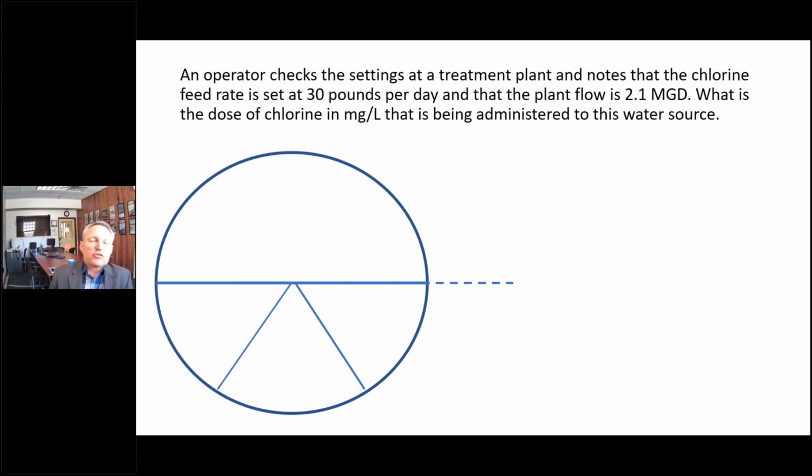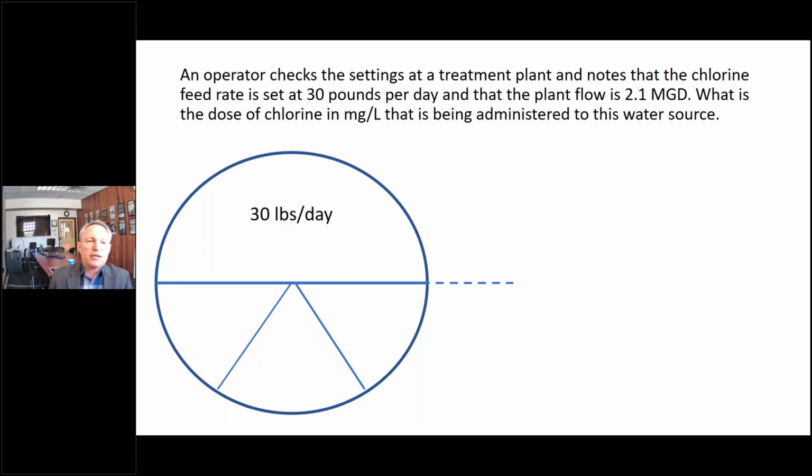You can also use this to solve for unknowns on the bottom of the pie chart. And that middle line going across horizontally across that pie chart that I've extended with a dotted line can become a dividing line. In this example here, we have our chlorinator, and our rotometer is set at 30 pounds per day. So we're feeding it at 30 pounds per day. And we know the plant flow is 2.1 million gallons per day, but we don't actually know the dose of chlorine that we're adding. I mean, we could measure the residual, but we don't really know the dose. So we need to calculate to figure that out.